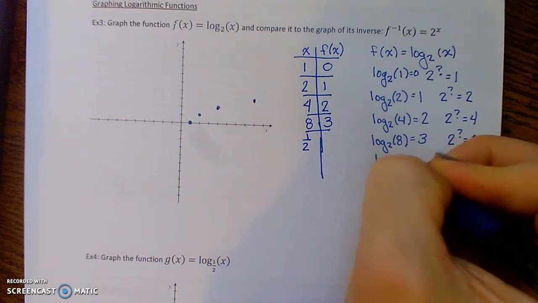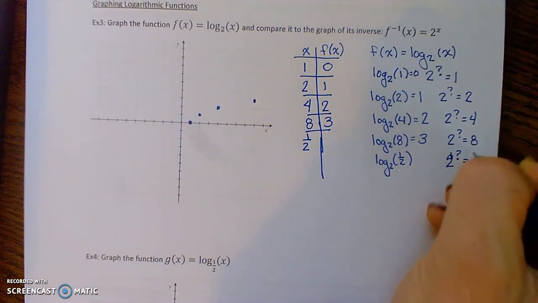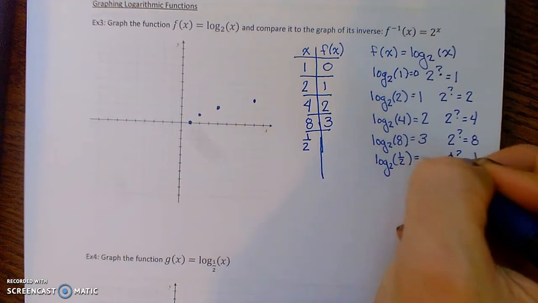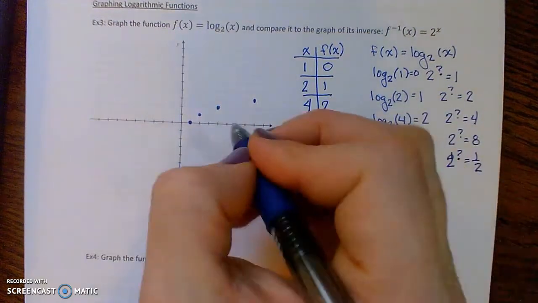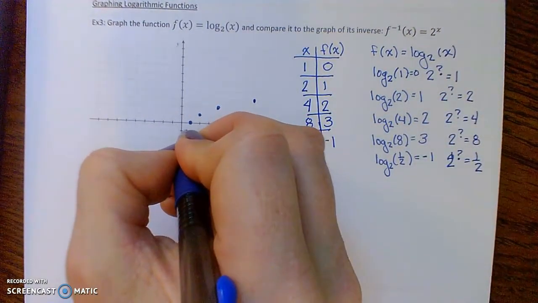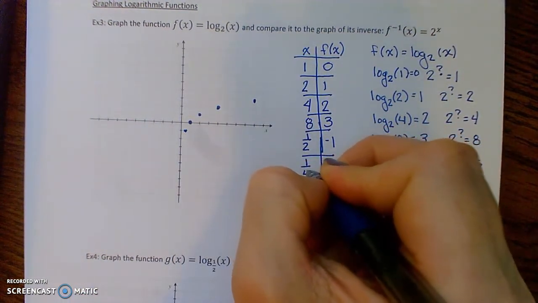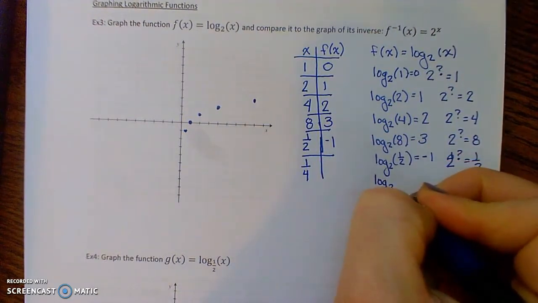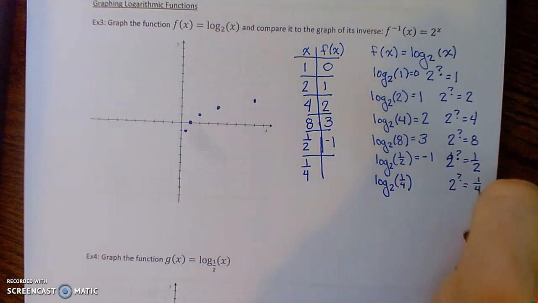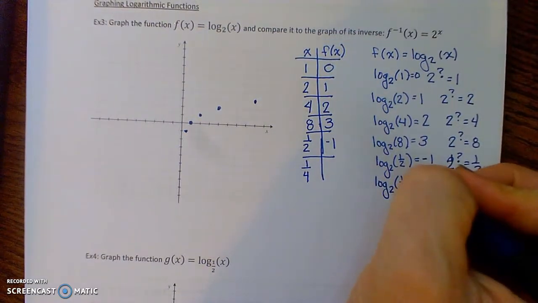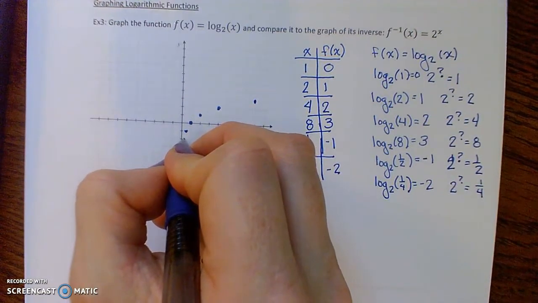So log base 2 of 1/2, that's like asking 2 to what power is a half. So that power would have to be -1. So if you plug in a half, you get out -1. So that's like right here. Another power of 2 that we could plug in is 1/4. Log base 2 of 1/4 is like asking 2 to what power is a 4th. That power would have to be -2. So at 1/4, we'll get out -2.